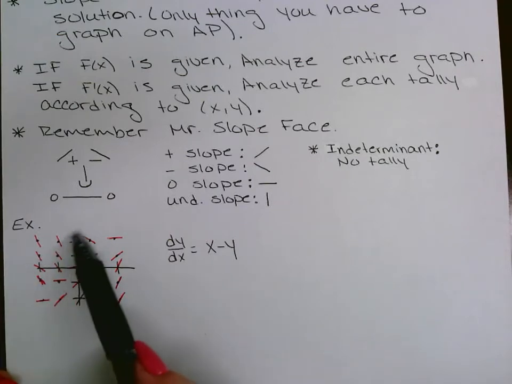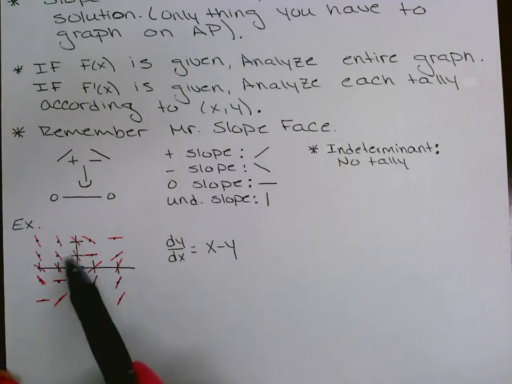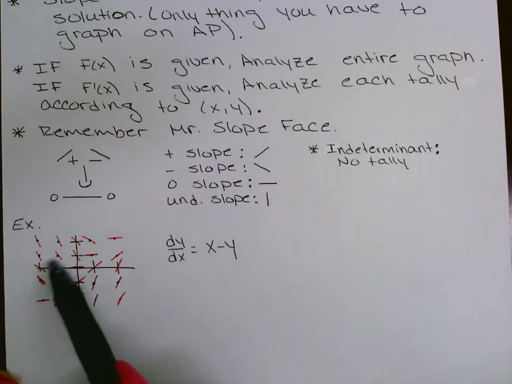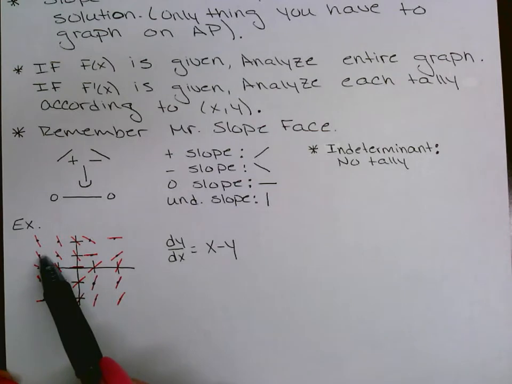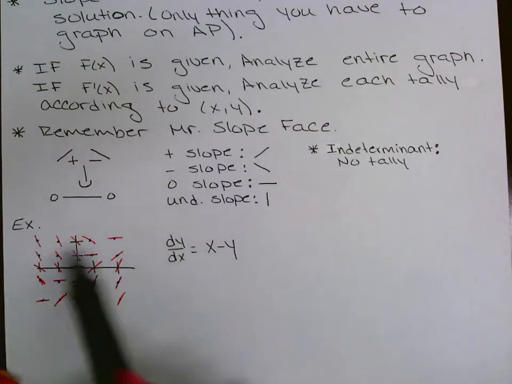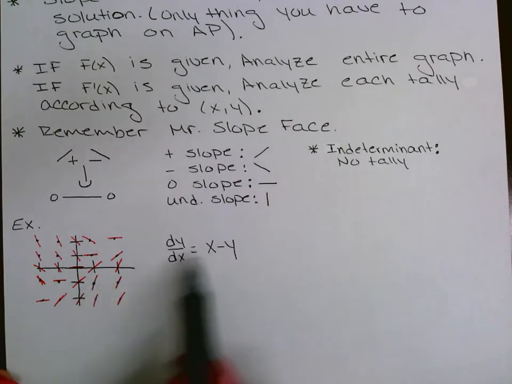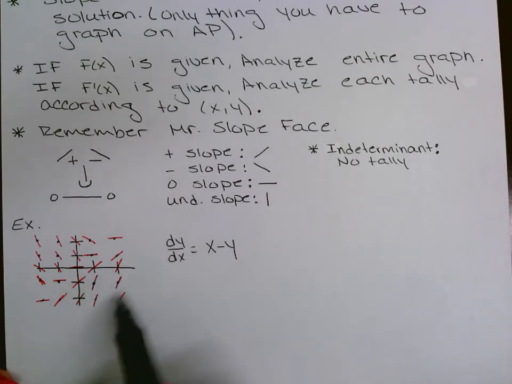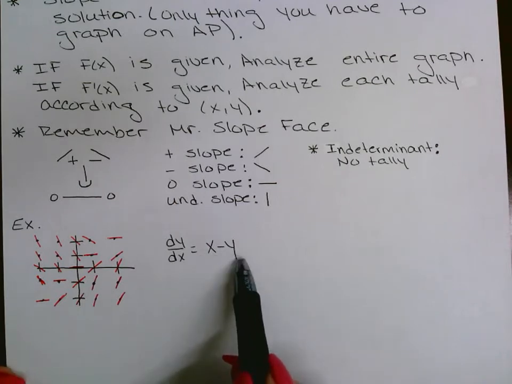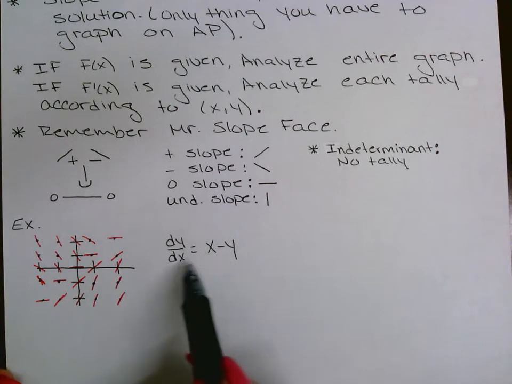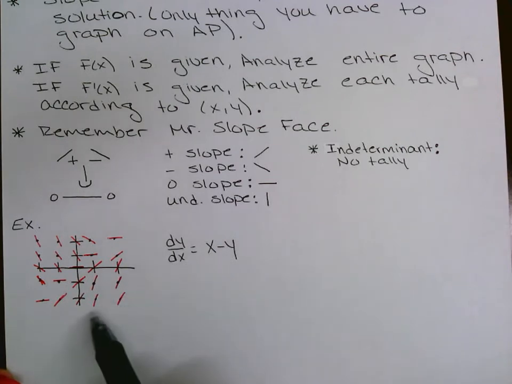Now, you can also see over here on this left side that I start getting negative x's, okay? When my x is negative minus a positive y, I'm going to have a negative number, which means a negative slope. Over here on this side, when I have a positive x and a negative y, positive x minus a negative y will end up giving me a positive number, therefore a positive slope, which is why we drew the positive tallies.